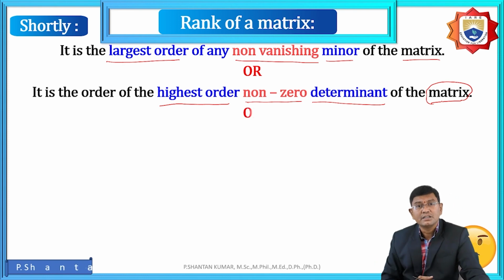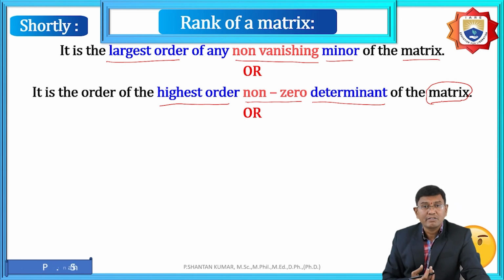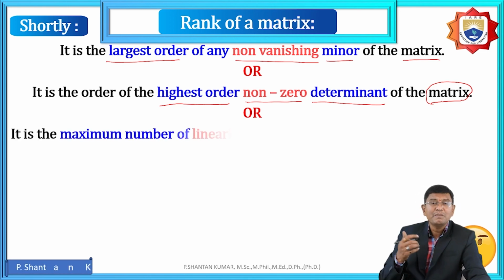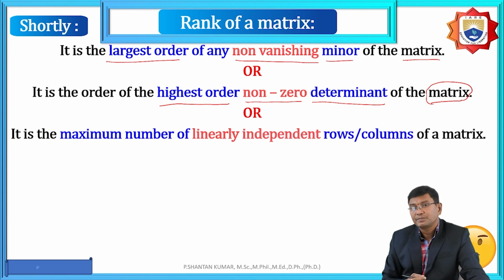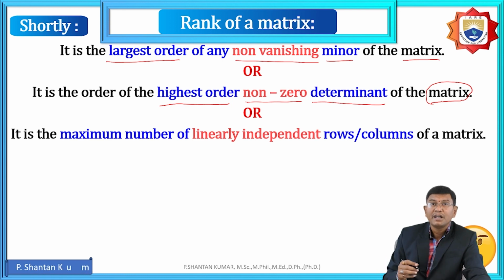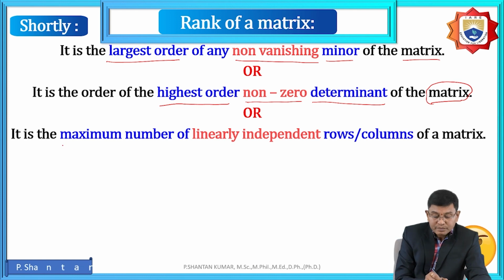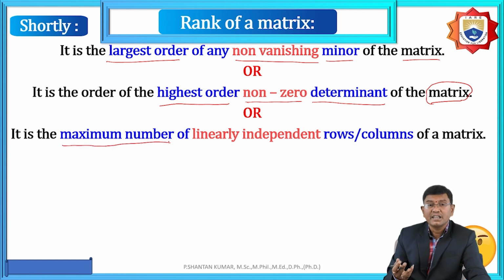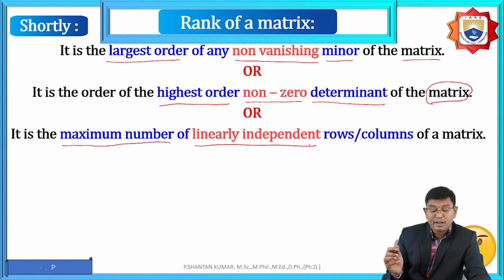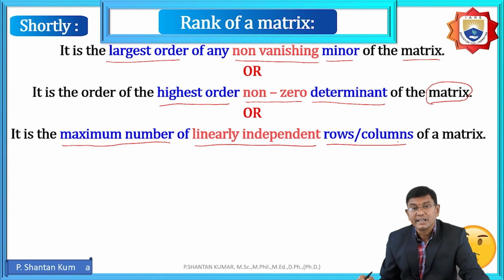And in other terminology, how to define the rank of a matrix in short? It is the maximum number of linearly independent rows or columns of a matrix. And what is the meaning of this? Same. It is the largest order, highest order, maximum number. And linearly independent is nothing but a determinant, that is a minor. And it is rows or columns. You can take any rows or columns in the given matrix.